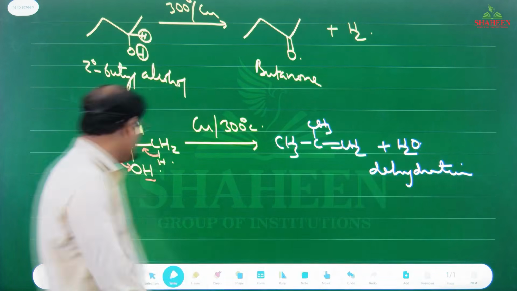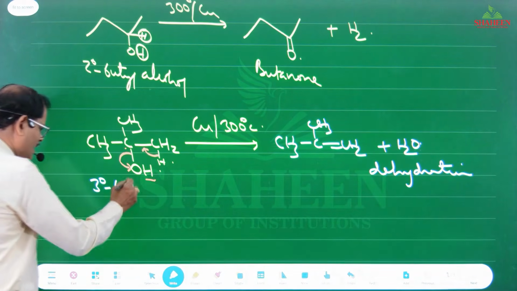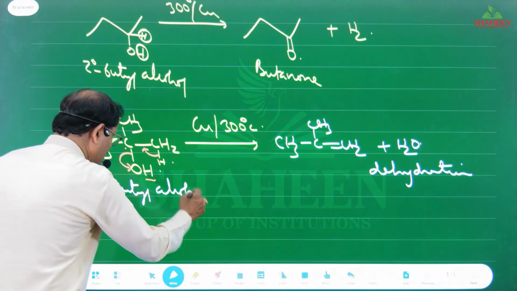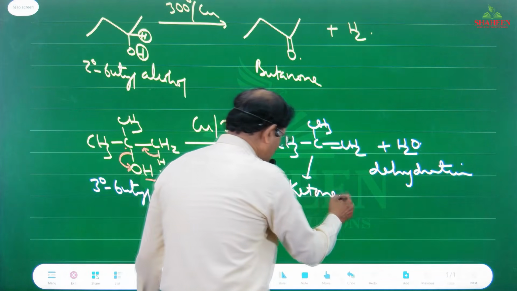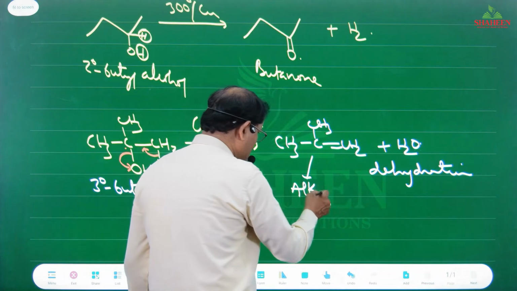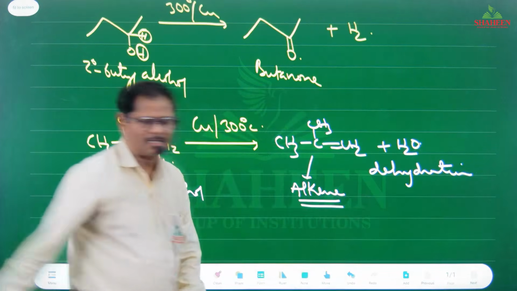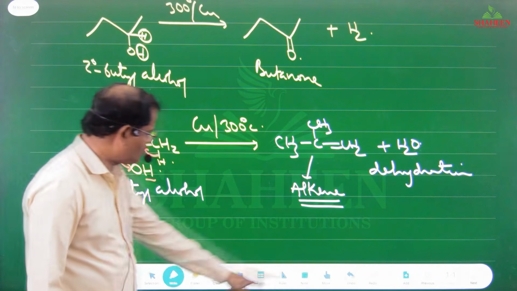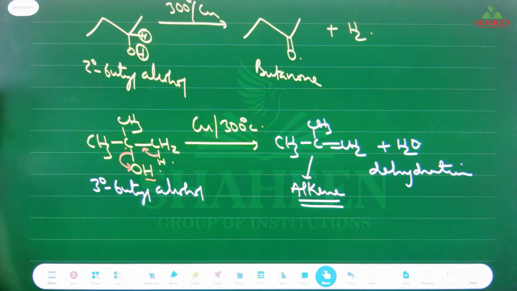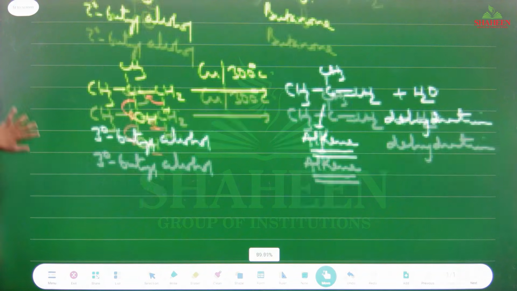So tertiary alcohol, tertiary butyl, tertiary alcohols undergo dehydration and alkenes are the products. Sorry, alkenes are the products. So that is why primary alcohols can give aldehydes, secondary alcohols can give ketones, and tertiary alcohols can give alkenes as the products. So this is from alcohols.